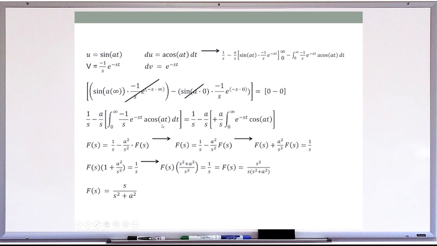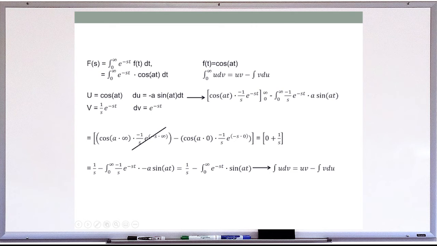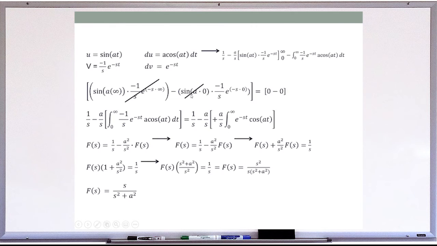What we do next is factor out, or take out, the constants from the integral. Since a is a constant and negative 1 over s is a constant, we take that out of the integral and we get a over s. We take out a over s from the integral. From here, we notice that this integral is the same as f of s from the beginning. Since it's the same, we can replace it with f of s.